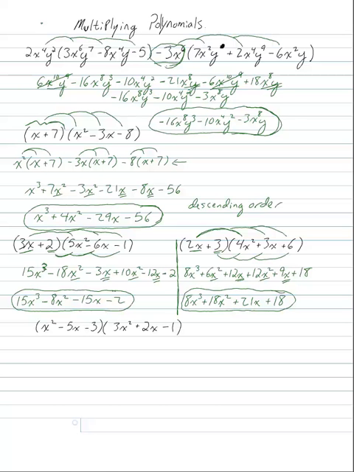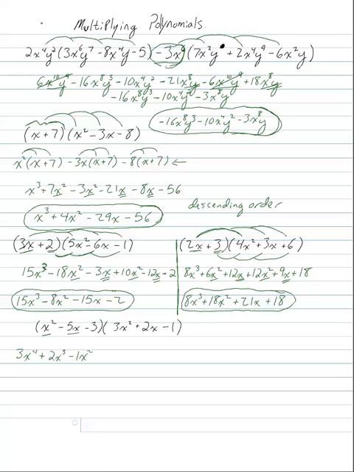Okay, let's try the last one. This time I have a trinomial times a trinomial. I'm going to use the exact same method though. I'm going to make sure every term in my first parentheses is multiplied through by every term in my second parentheses. So I have an x squared, and I'm going to distribute that x squared all the way through. So x squared times 3x squared should be 3x to the 4. X squared times positive 2x would be plus 2x cubed. X squared times minus 1 is minus 1x squared.